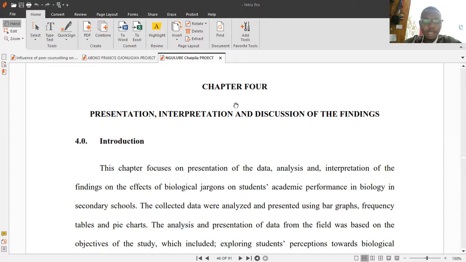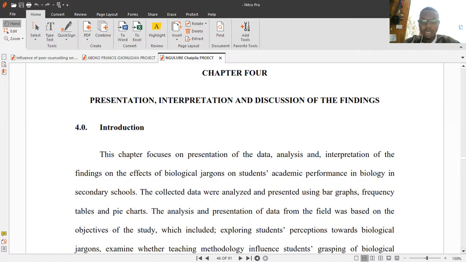It is a chapter where you actually bring your data and transform it into information. The data that you collect from the field from students is not yet information until you interpret, until you analyze, and until you give it understanding. What does that data tell you? So this chapter 4, we are going to look into that.